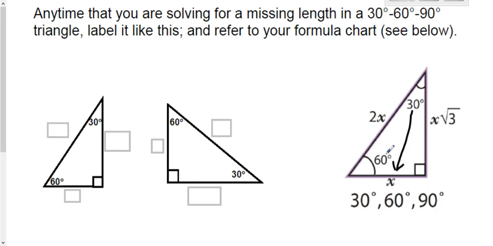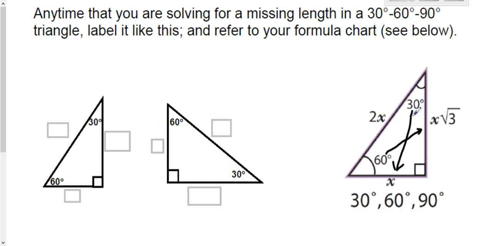And then opposite the 60 degree angle, we label it x times the square root of 3, not the square root of 2 like last time. And then the hypotenuse is 2 times x. So that's how you label it. You've got to start with that. So if you looked at these problems and tried labeling those, pause the video for a second, label them, and see if you've got them right.